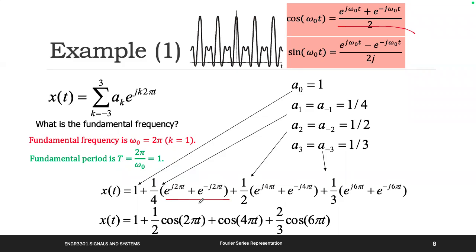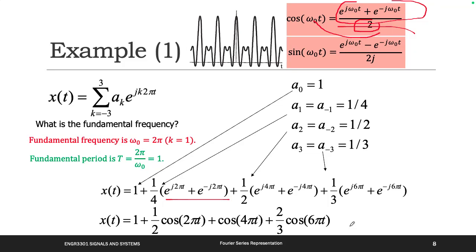Why is here 1/4 and here 1/2? Because there is a 2, and you need to consider that. If you want to get this part, you just put a 2 on this side. So you can get this one. Which means these periodic signals can be generated from these sinusoidal signals. Does that make sense to you?